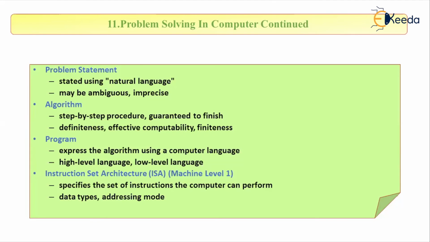Instruction set architecture, ISA, the machine level language, specifies the set of instructions that the computer can perform. What are the different data types and the addressing modes? Now, what do you understand by different types of data types? The data types can be in the form of words, pictures, Excel sheets, and so on, and the different types of addressing modes that are required for the instructions to be performed.